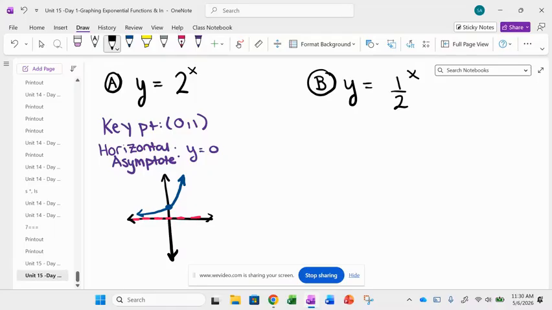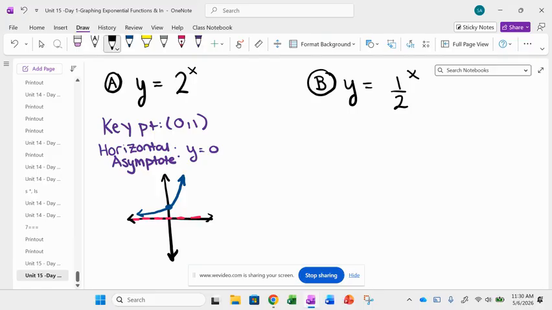So the (0, 1) was a key point because we were saying no matter, for our parent graph, no matter what the base is, if I input a 0, I'll always output a 1. Does this have the same key point? Yes, it has that same key point of (0, 1). Does it have the same horizontal asymptote of y equals 0?